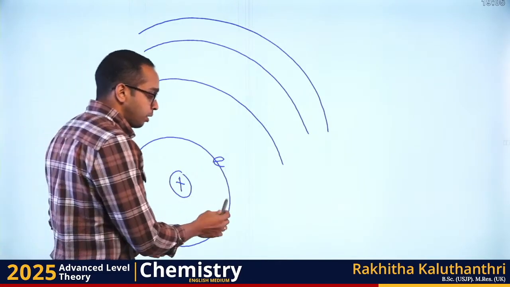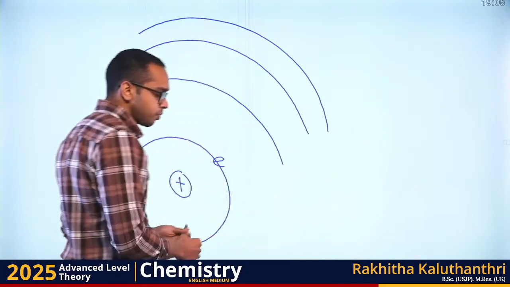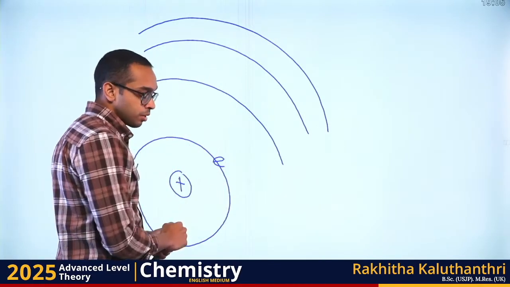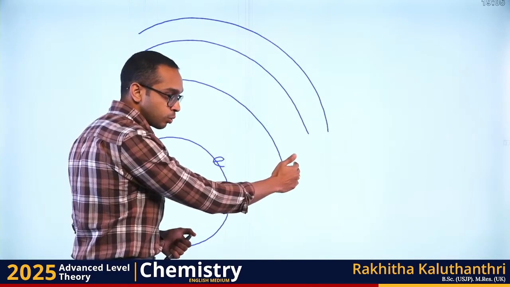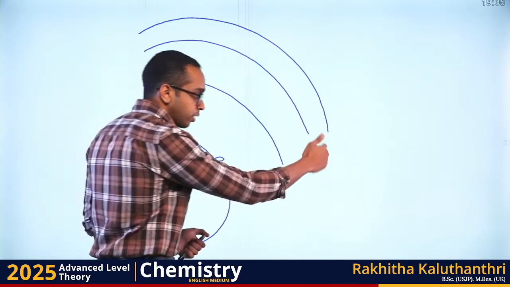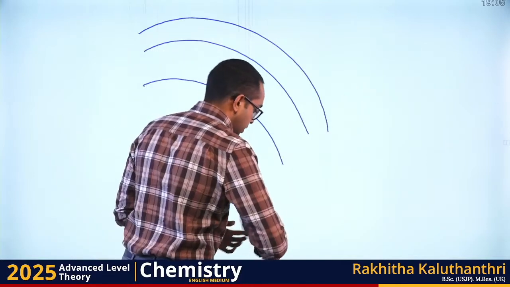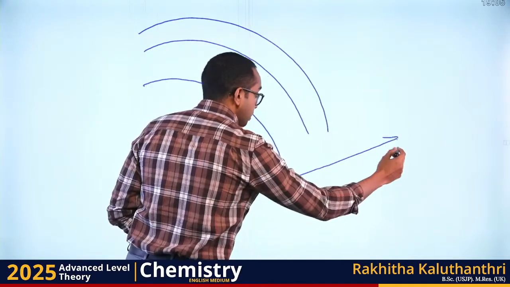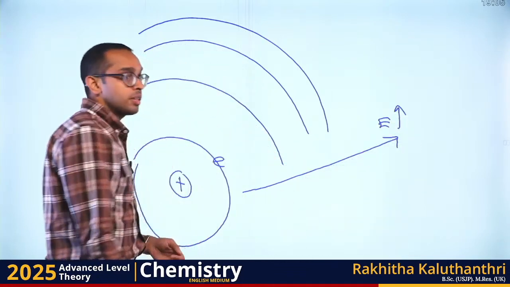And I told you each energy level will have its own type of energy, but the first energy level has the lowest amount of energy, and then the second energy level has more energy than the first one, and the third one will have more energy than the second, and so on and so forth. Energy is increasing as you move away from the nucleus. As you move away from the nucleus, the energy of the energy levels will increase.